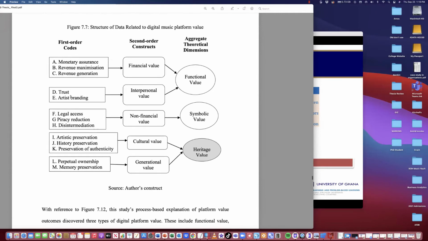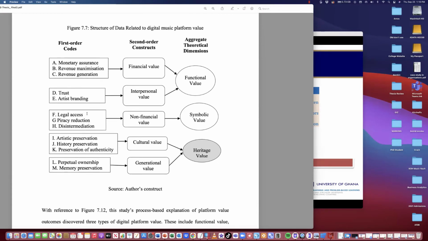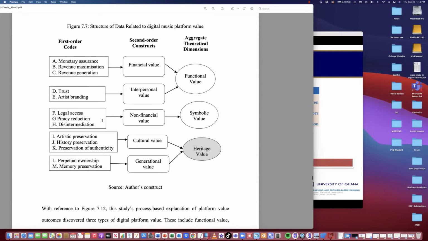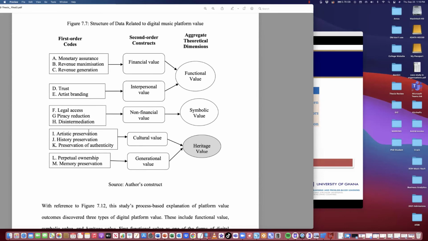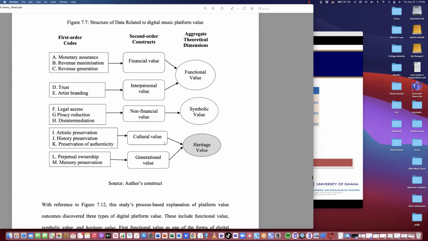Trust and artist branding is a form of value, but it's interpersonal. It's a person, so it's also interpersonal value. Now, legal access, piracy reduction, disintermediation is a non-financial value. Artistic preservation, history preservation, preservation of authenticity is cultural value. Perpetual ownership, memory preservation is generational value. These two types of value he called heritage value. Non-financial value, he says symbolic.